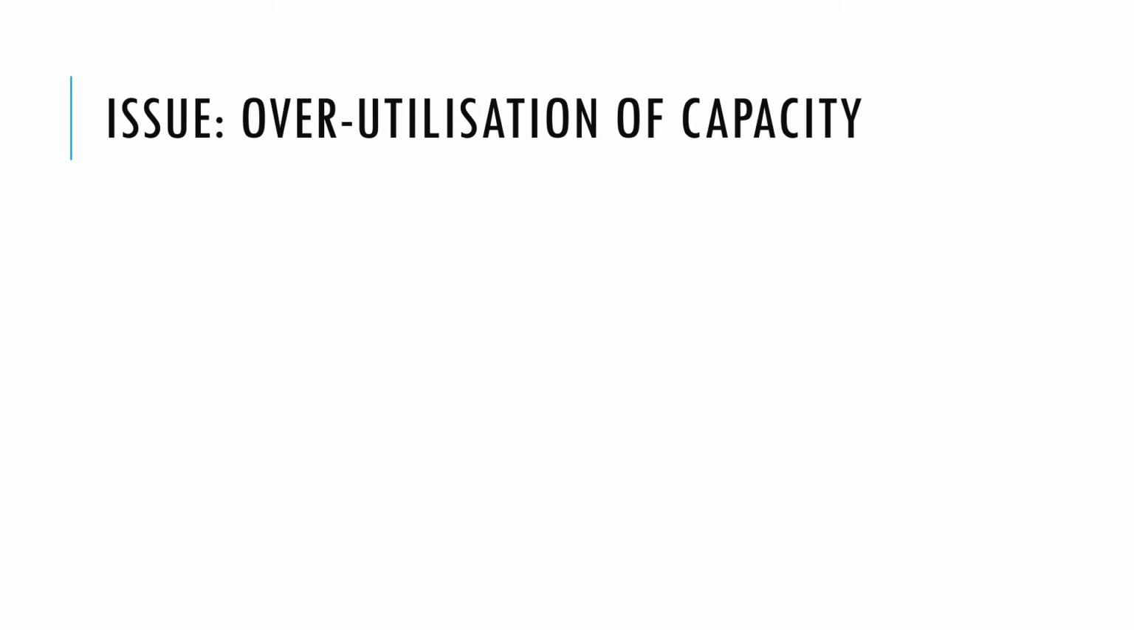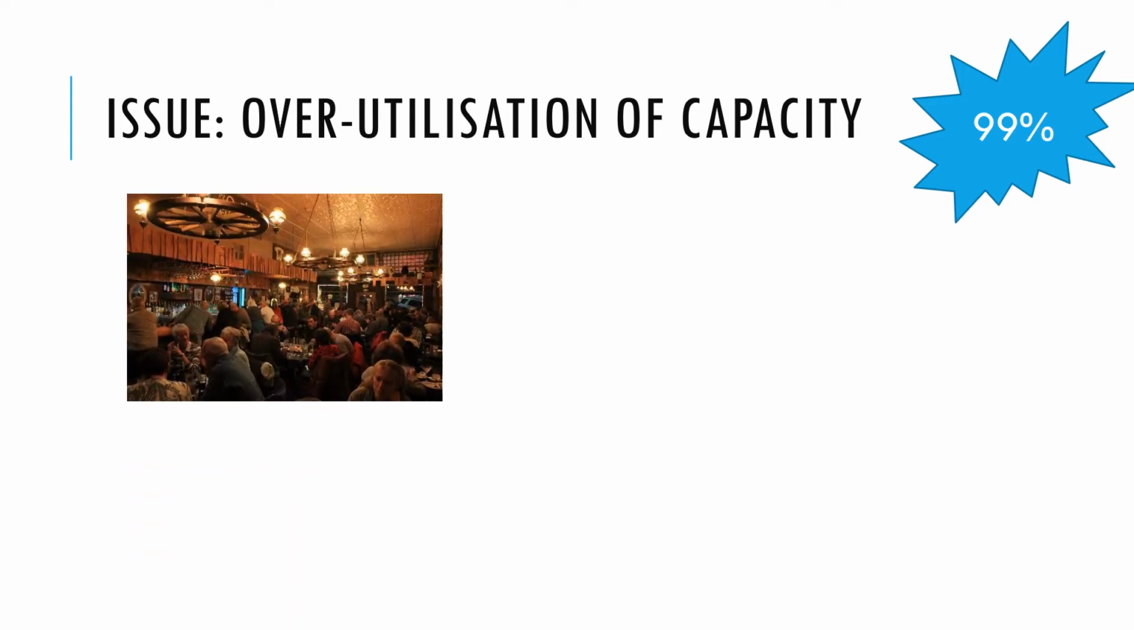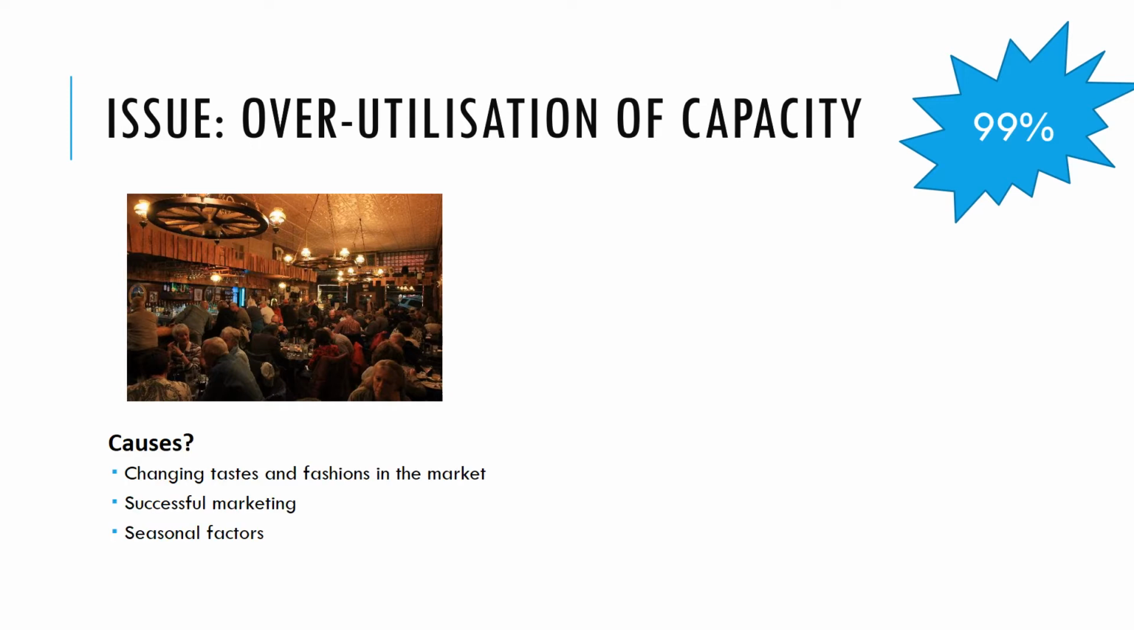Okay, the next issue is, what if we have overutilization of capacity? What if our capacity is 99% or maybe 100%, or sometimes in certain circumstances you can go over 100% when you're really working your machinery very, very hard, you're not maintaining it, you're asking your staff to do overtime, you're really producing at your absolute limit. What are some of the issues associated with this? So we're talking about businesses that are very, very busy, producing as much as they potentially can. What might be the reasons?